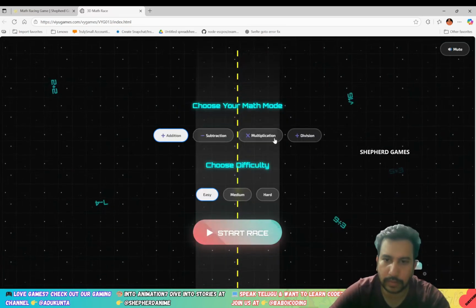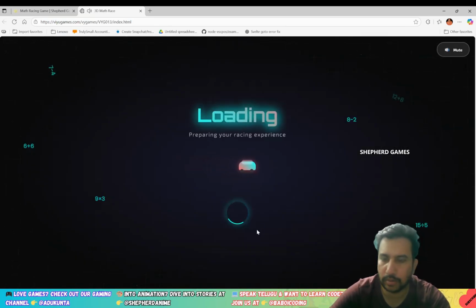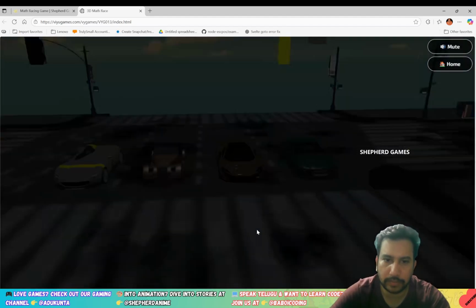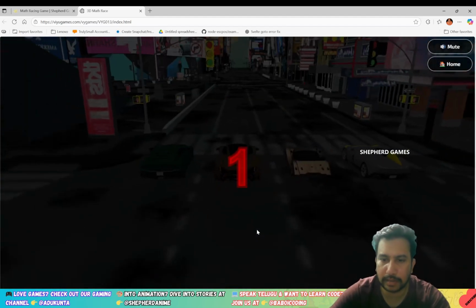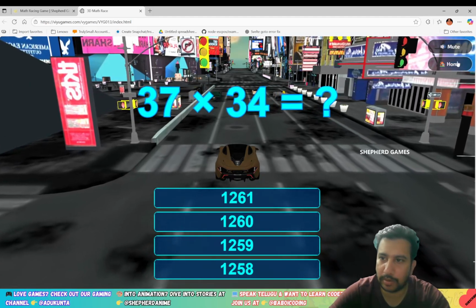Babylon.js. So if we choose multiplication and hard, it will be a little tougher to compete now. If you are very good at math, then you will be able to win easily. I don't know what the number is, so I'm going to quit.